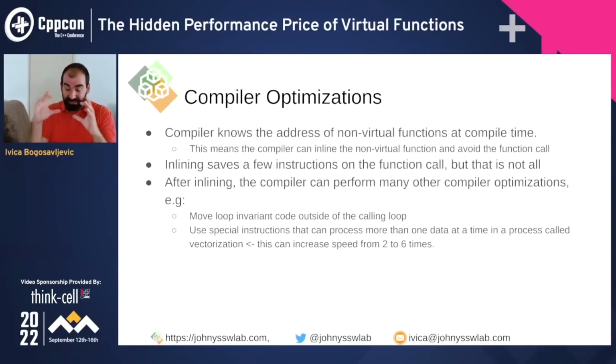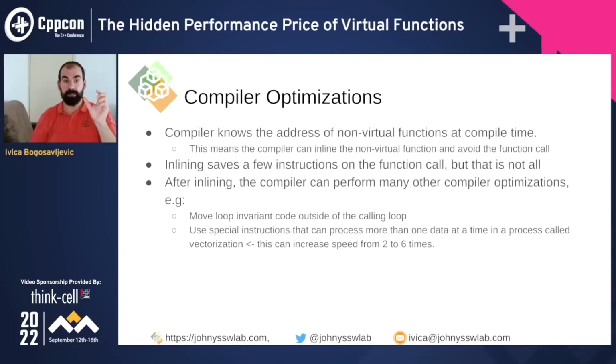When the compiler inlines the function, it can perform additional compiler optimizations, because when the code is inlined, the compiler has a better overview of how that code fits into the overall picture. For example, it can figure out that some code inside the function is loop invariant and move it outside of the loop. Or it can use special CPU instructions called vector instructions that can process more than one piece of data at the same time.